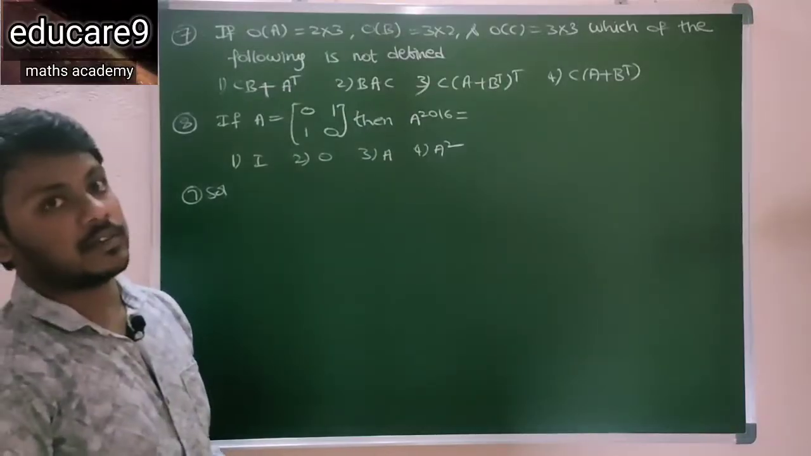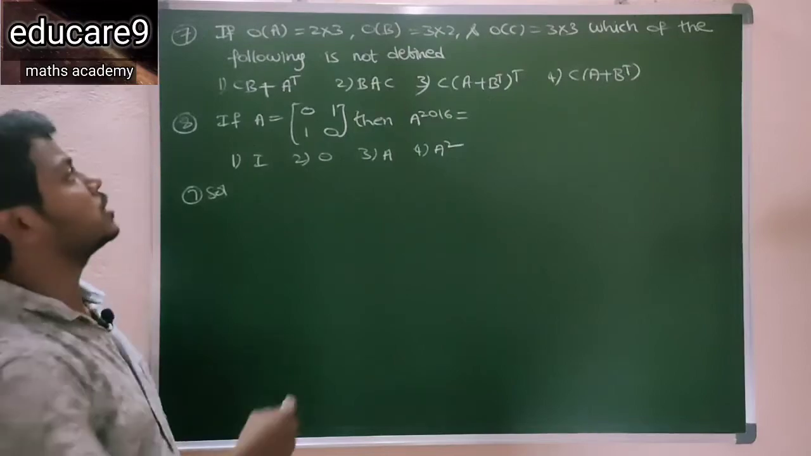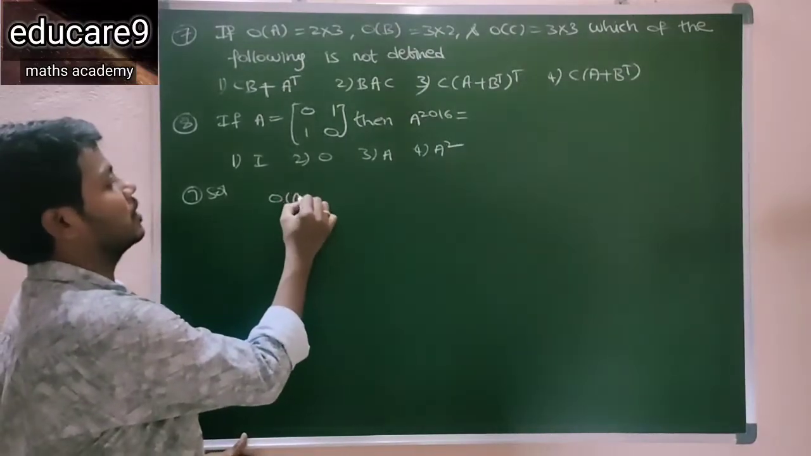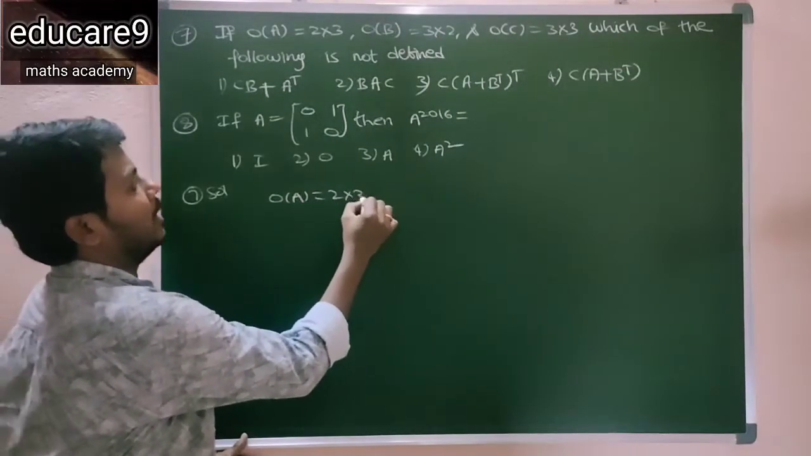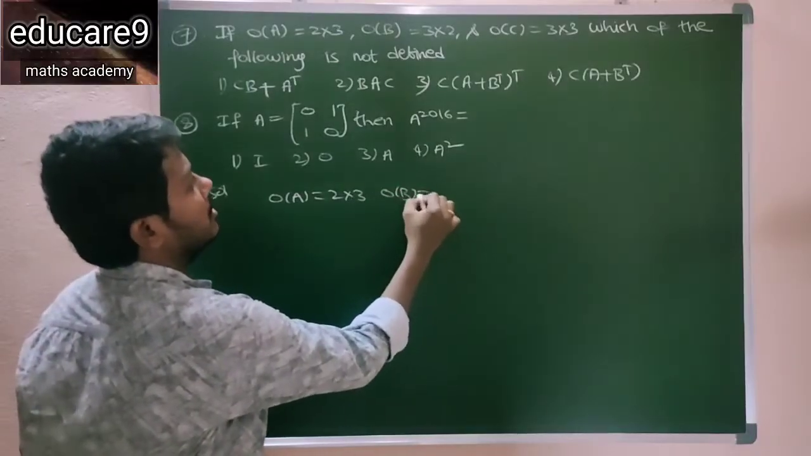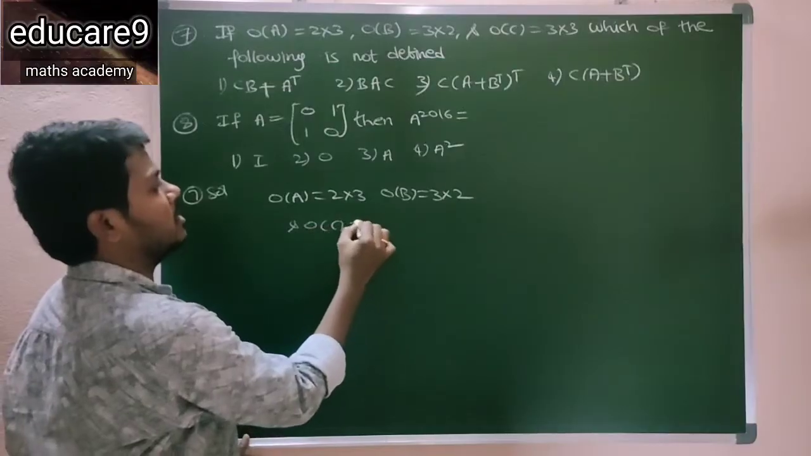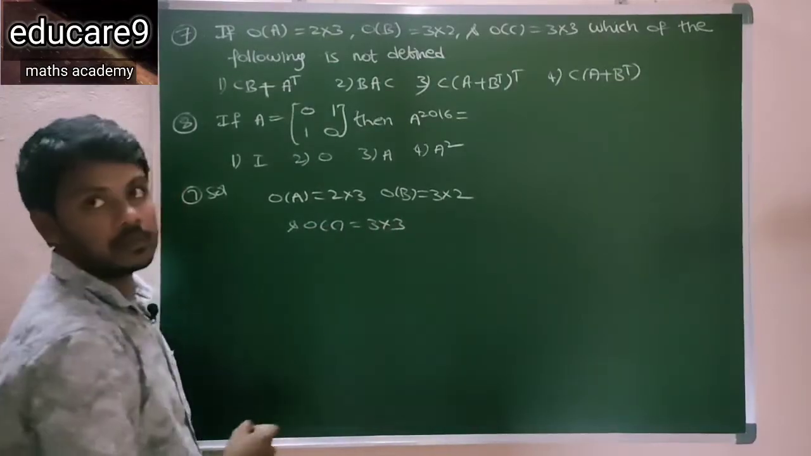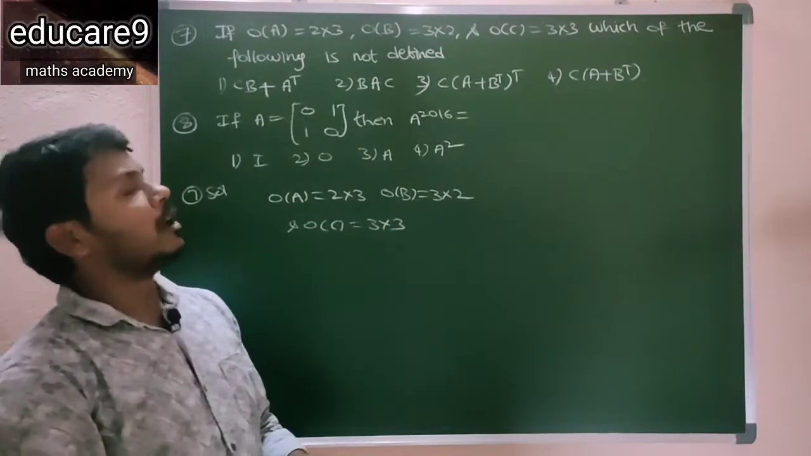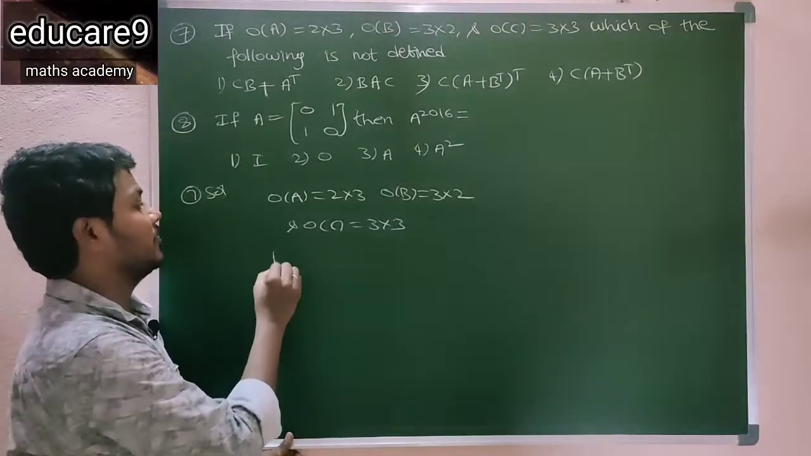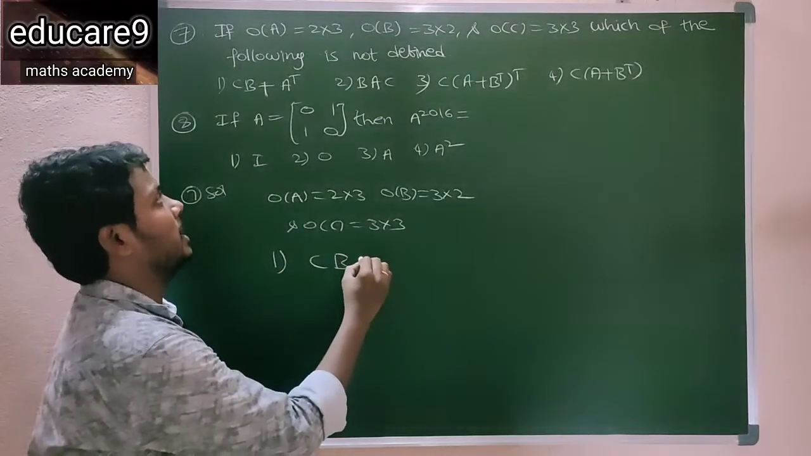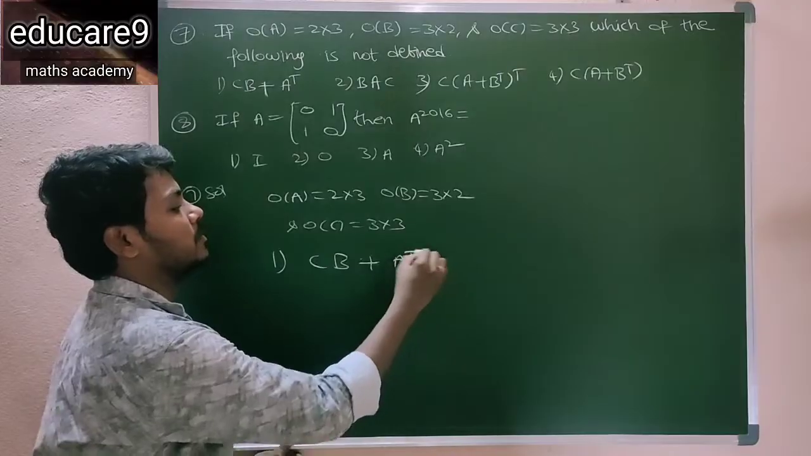So next, see the seventh one. Here the order of A is 2 by 3, and the order of B is 3 by 2, and the order of C is 3 by 3. So here, which of the following is not defined? So see the first option, CB plus A transpose.